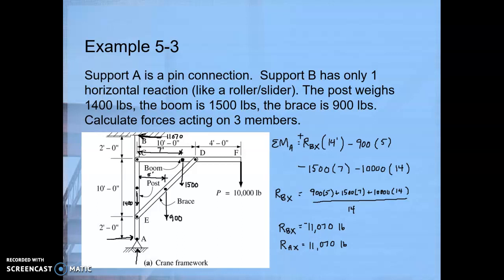And then to find the reaction at A in the y direction, we just have to sum the forces in the y direction. That will equal 0. And so we've got 1400 going down, 900 going down, 1500 going down, 10,000 going down, plus RAY. So if we solve that equation, we should find RAY is 13,800 pounds. So now we found our support reaction forces.